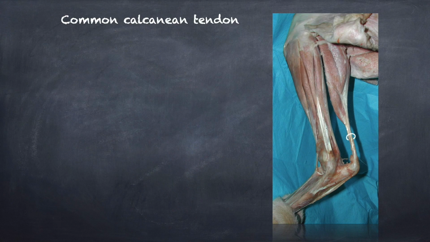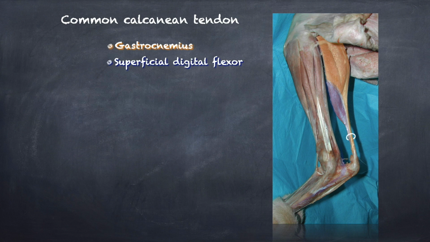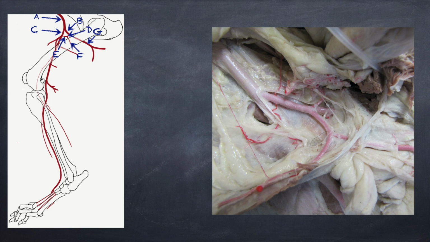So our common calcanean tendon consists of primarily gastrocnemius and superficial digital flexor. Who else is involved in that? Biceps femoris, semitendinosus, and gracilis. Now let's go on with vessels.